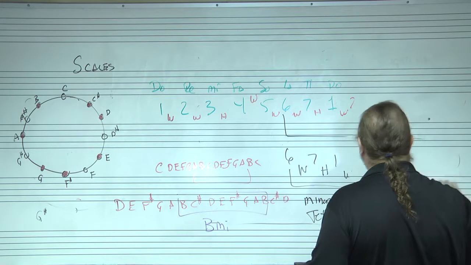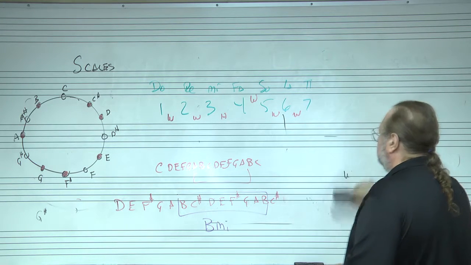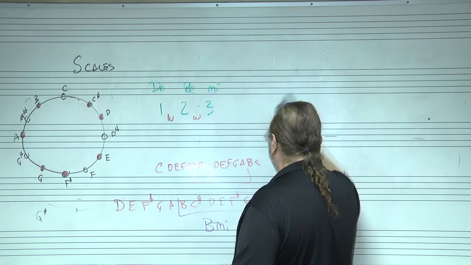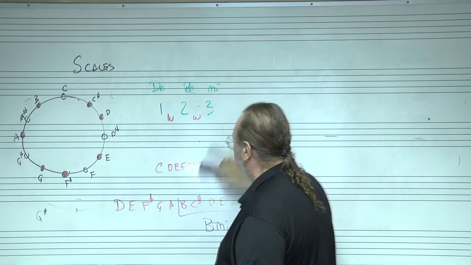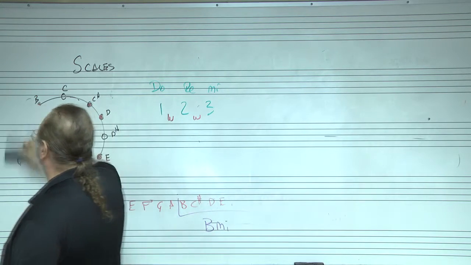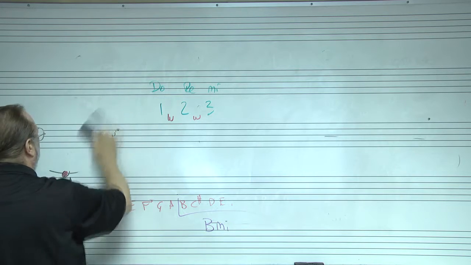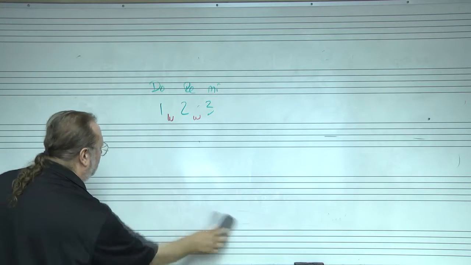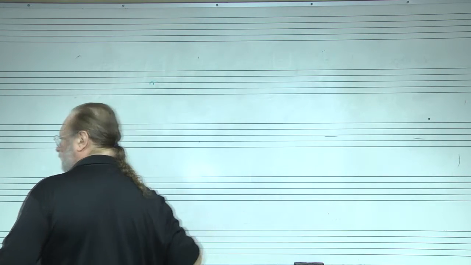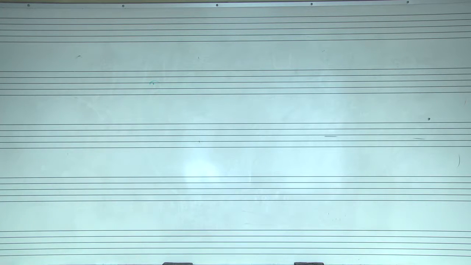Okay, so what are the chords in a major scale? What are the chords in a major scale? Major, minor, minor, major, major, minor, diminished. You guys learn that? You know the chart. Let's see the chart.